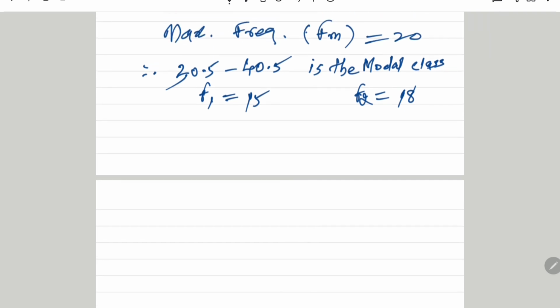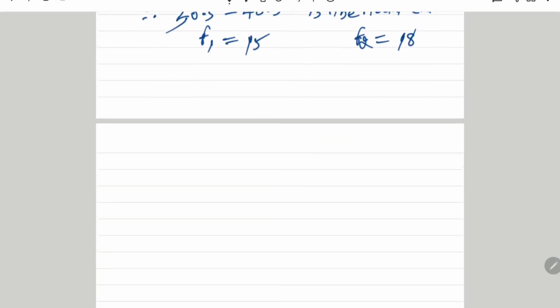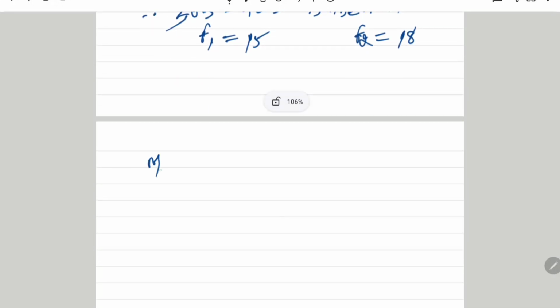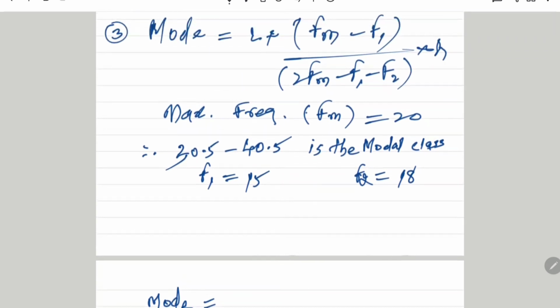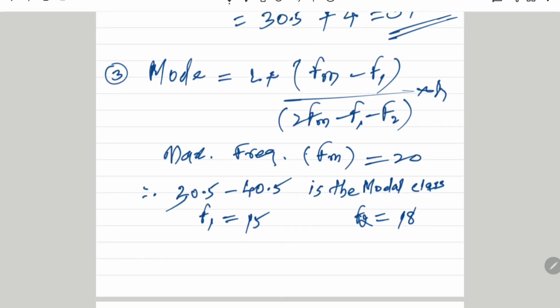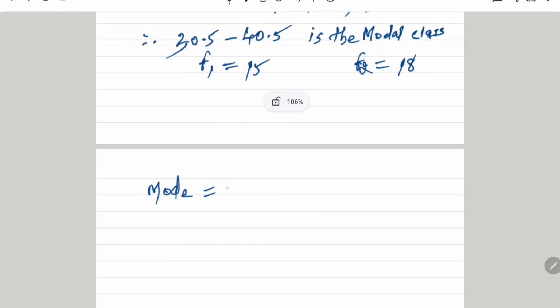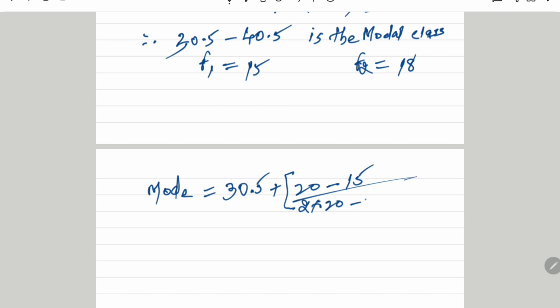Therefore, substituting all these values, we get mode is equals to L, lower limit of that class is 30.5 plus Fm 20 minus F1 15 divided by 2 into 20 minus 15 minus F2 is 18, and into H is 10.